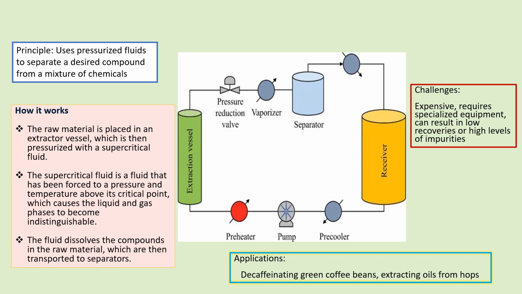The raw material is placed in an extractor vessel, which is pressurized with supercritical fluid. The supercritical fluid is a fluid that has been forced to a pressure and temperature above its critical point, which causes the liquid and gas phases to become indistinguishable. The fluid dissolves the compounds in the raw material, which are then transported to separators.